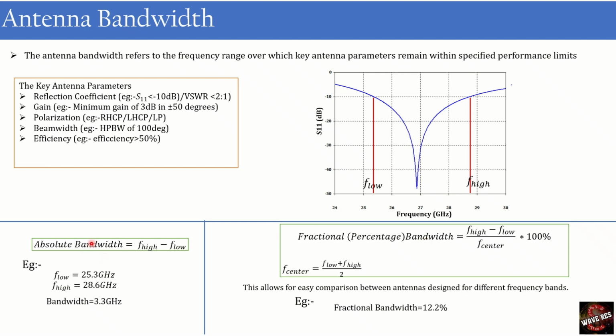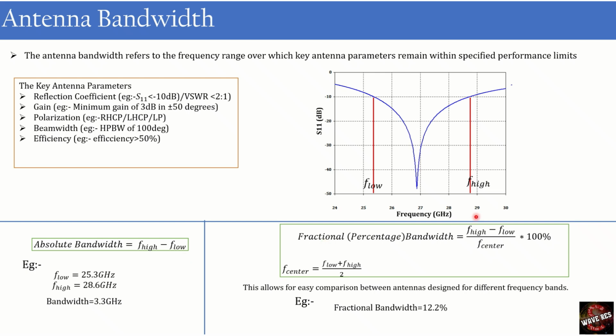Absolute bandwidth is just the difference between the highest frequency and the lowest frequency. For this case, the highest frequency is 28.6 gigahertz and the lowest frequency is 25.3 gigahertz, where S11 is less than minus 10 dB. So the bandwidth we get is 3.3 gigahertz, which is the difference between F high and F low.